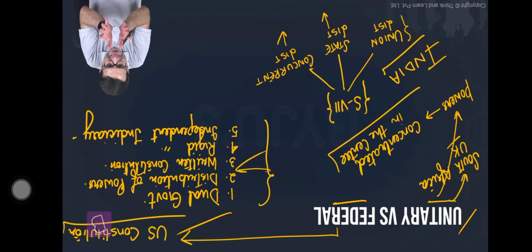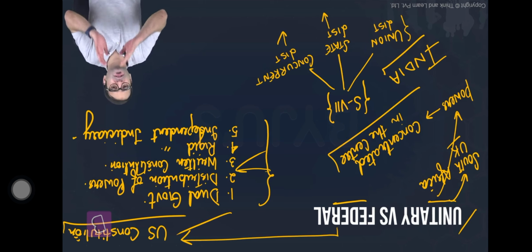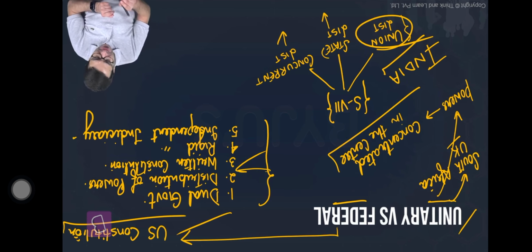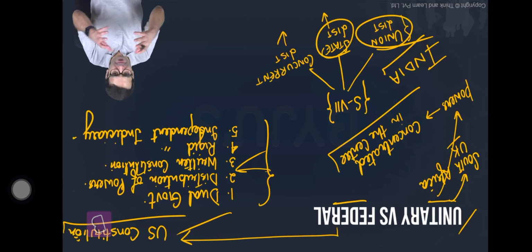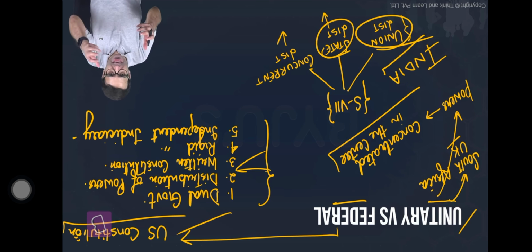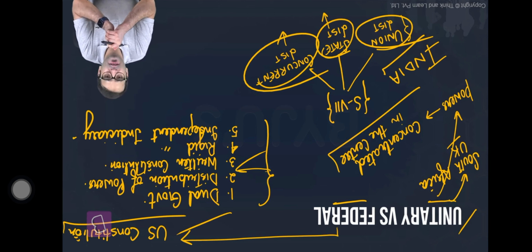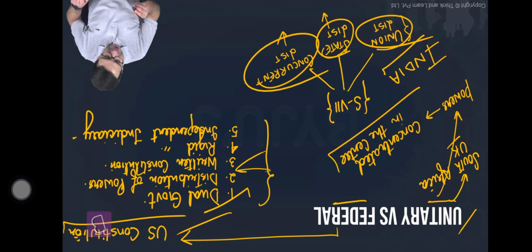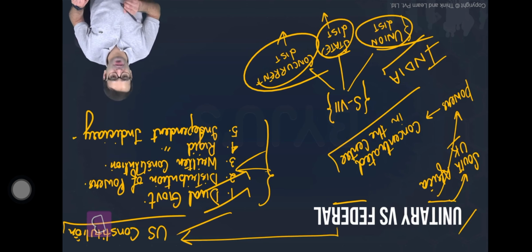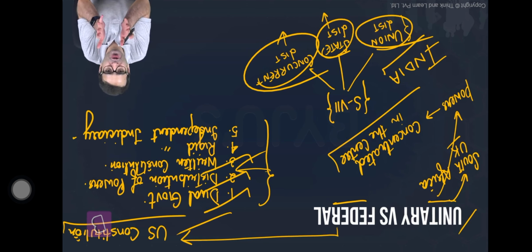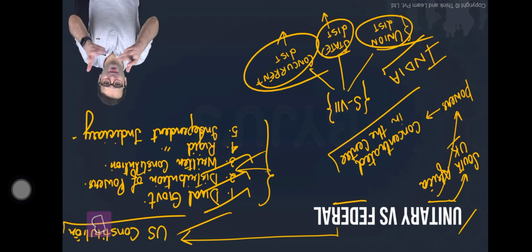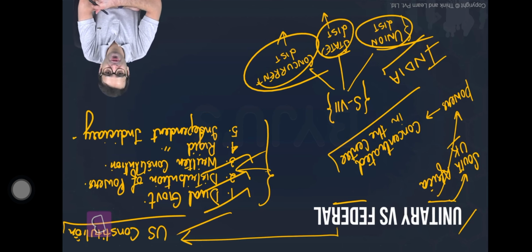Long story short, there is a clear-cut distribution of powers. Some powers are given to the center in the union list. Some powers are given to the states in the state list. Some powers are jointly given to both center as well as states, the concurrent list. That means on one hand, we follow dual government in India. On the other hand, we do follow distribution of powers. On the other hand, do we have a written constitution? Yes, we have. One of the lengthiest, bulkiest constitutions of the world is the Indian Constitution. We have a written constitution.